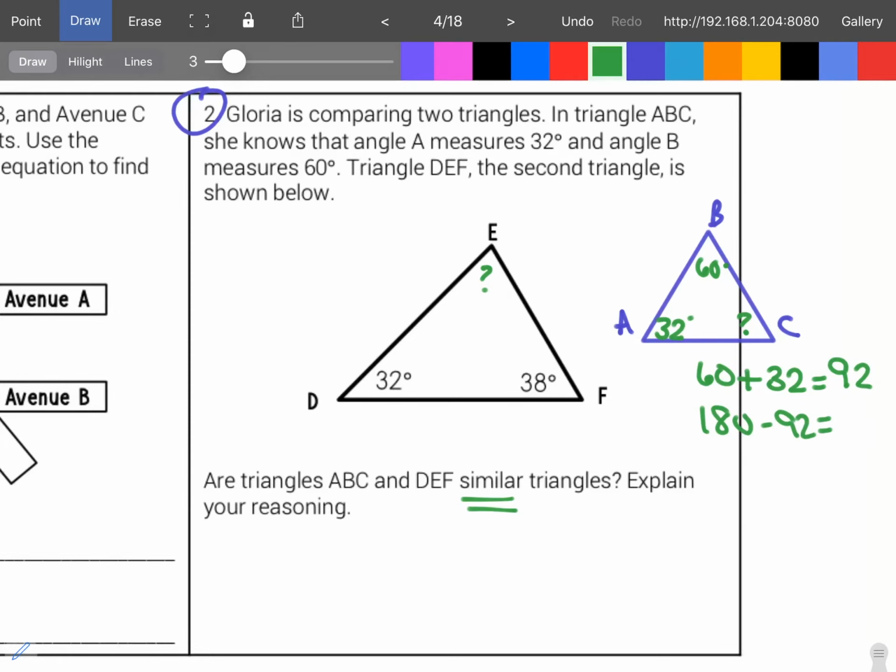What would that be? 88. So that means this angle right here is 88 degrees. Well, we only have one matching angle. We don't have two. So the answer to this would be no. And then you could say that we do not have two pairs of congruent angles.